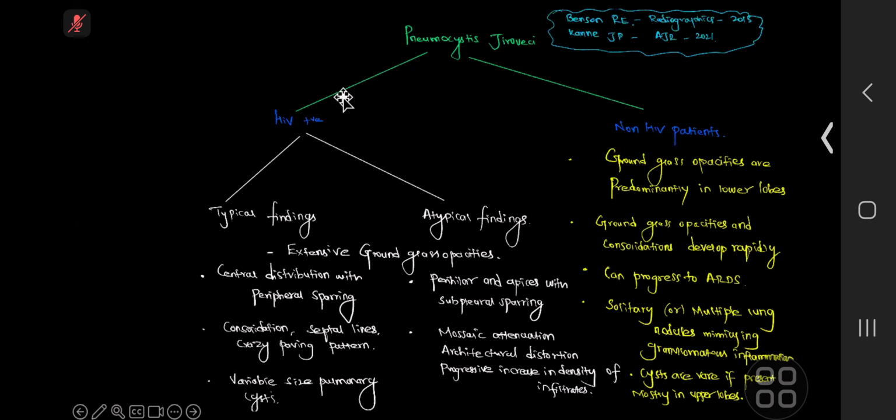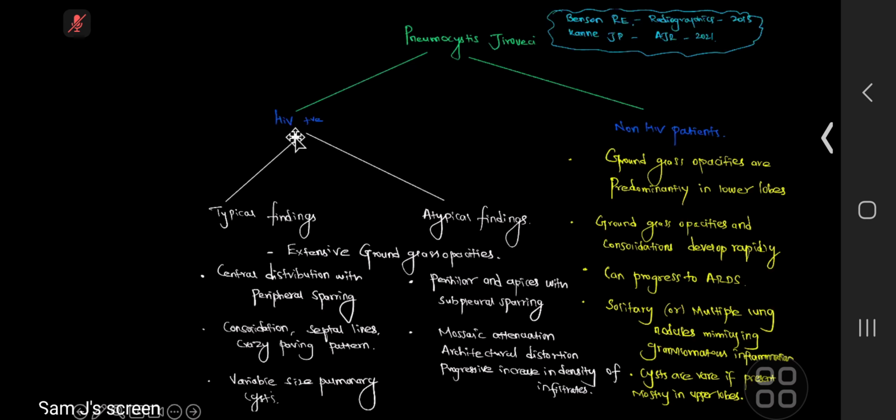It can be seen in both HIV positive or immunocompromised patients or non-immunocompromised patients. If you see it in non-immunocompromised patients, you'll have this classic ground glass opacity, predominantly in the lower lobe, and you'll have consolidation, which develops rapidly in non-HIV patients, and it can progress to ARDS. Solitary or multiple lung nodules can mimic granulomatous inflammation, and cysts are rare. If at all you see a cyst, it is most common in the upper lobes.